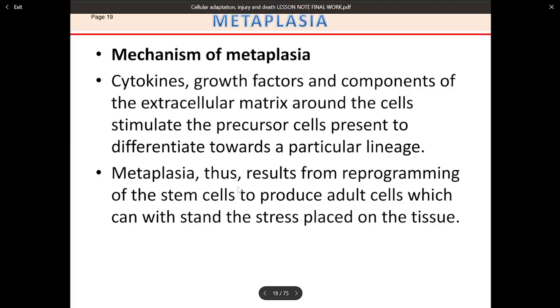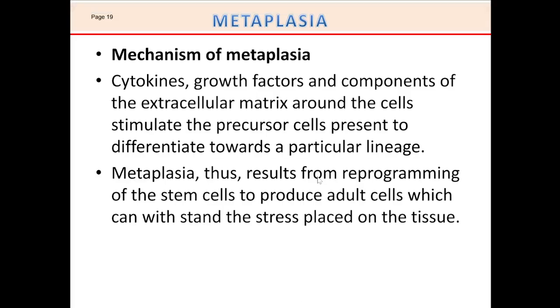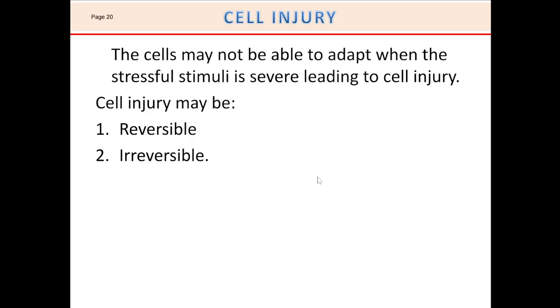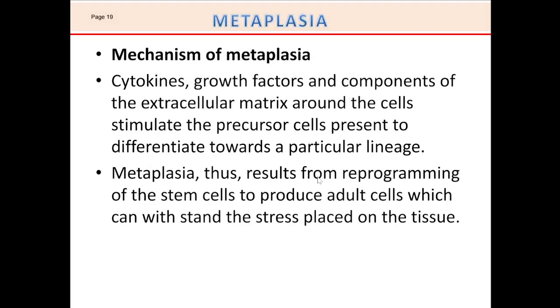Metaplasia therefore occurs when there is reprogramming of stem cells to produce adult cells, mature cells, which can withstand the stress placed on the tissue. Now, this stress is usually pathologic, right? It's usually abnormal.